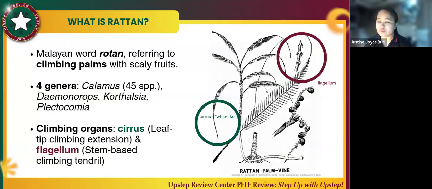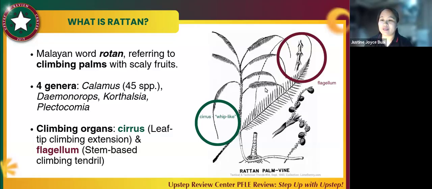Now we move to the next NTFP, which is rattan. Rattan came from the Malayan term rotan, which refers to climbing palms. In the Philippines, there are 4 common genera that can be found here. The one that has the highest number is Calamus, and there are a total of 45 species here in the Philippines.